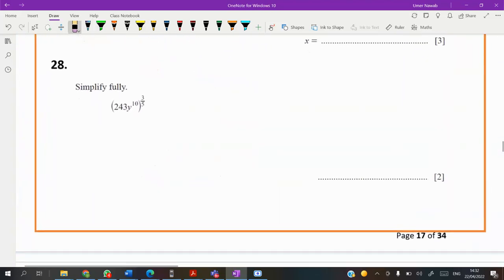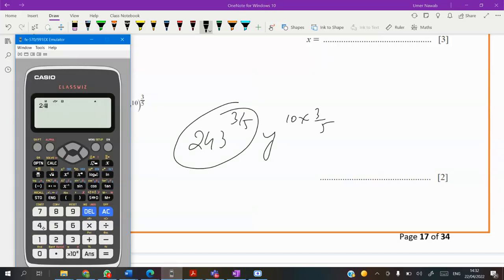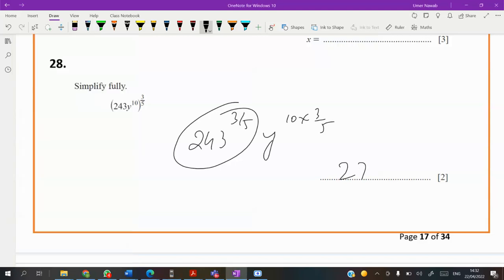Next, 243, 10 times 3 over 5. Use the calculator. 243 raised to the power fraction 3 over 5 is 27. And this one simplified to 6.